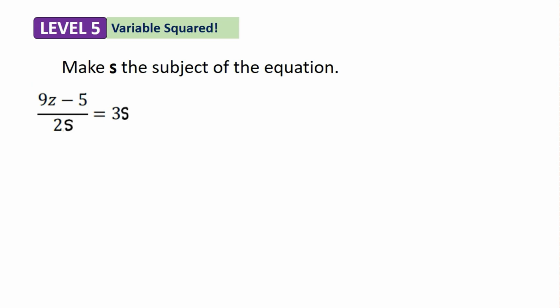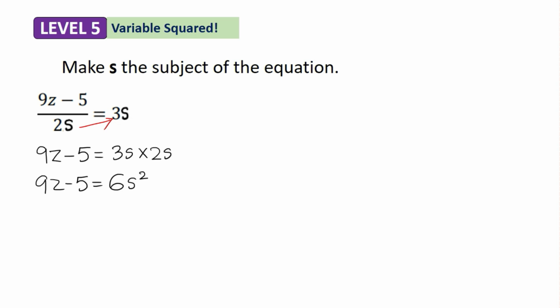Solving one more question from this section, which is making s the subject of the equation. 9z minus 5 over 2s is equal to 3s. The step 1 will be to cross multiply here. I have 9z minus 5 is equal to 3s times 2s. So 9z minus 5 is equal to 3 times 2 is 6s squared.